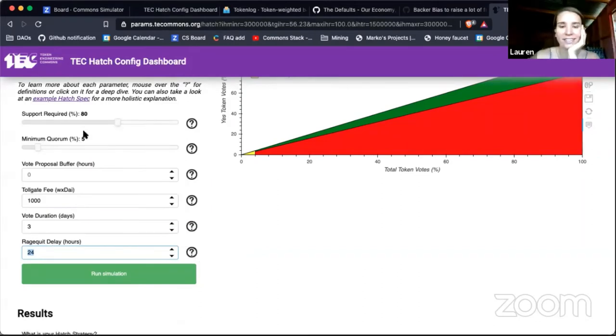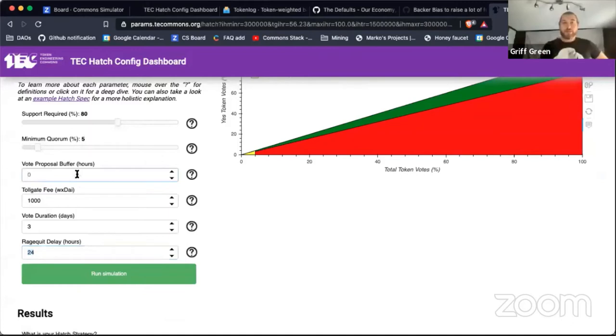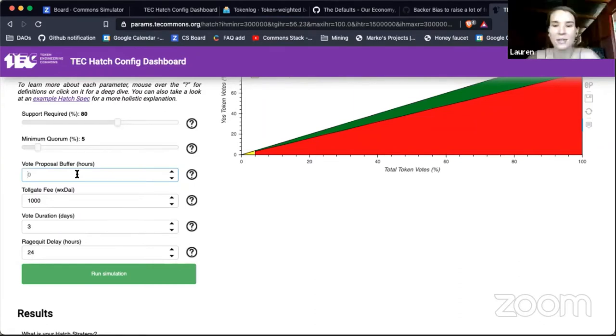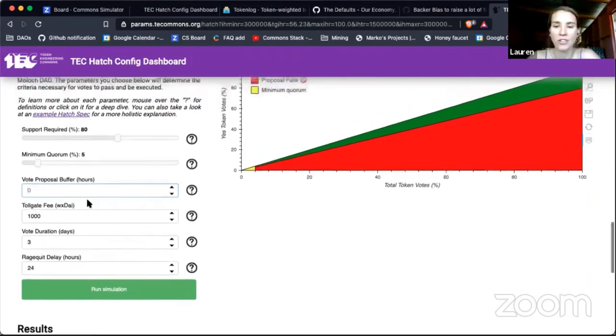But I wouldn't argue against a vote proposal buffer of 24 hours. It's not a bad move, right? I would argue against a vote proposal buffer of 2 hours. Yeah, I wouldn't do that either. And then if I make the vote proposal buffer longer, I naturally have to make the tollgate fee higher. Yeah. Basically, that's what you were saying, if you made the vote proposal buffer like 10,000 hours and then 1,000 is the vote duration.